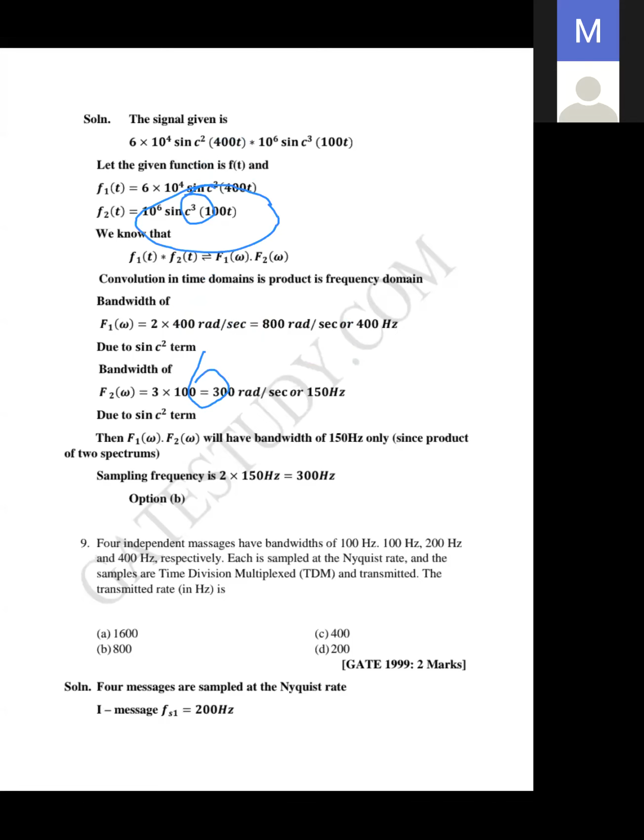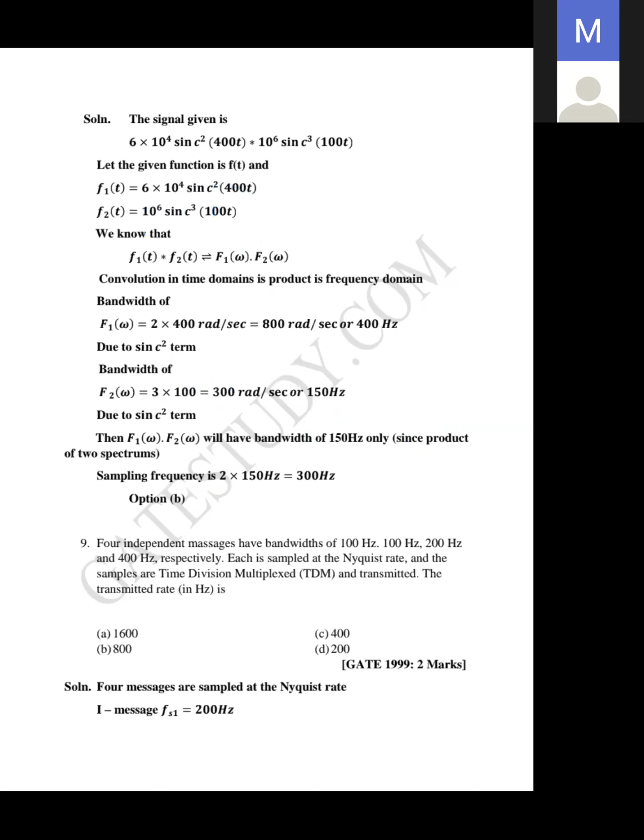Okay, so all we got is 150 hertz. So then F1(ω) will have a bandwidth of 150 hertz only, because the product of two spectra is the minimum bandwidth which is required. The sampling frequency is given as 2 fm, and fm is 150 hertz only. That's why 2 into 150 will get 300 hertz.